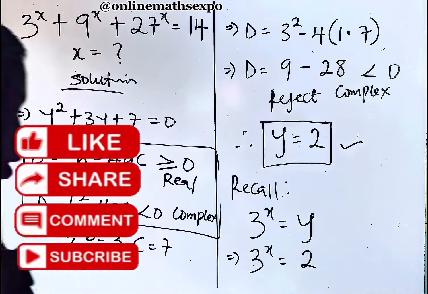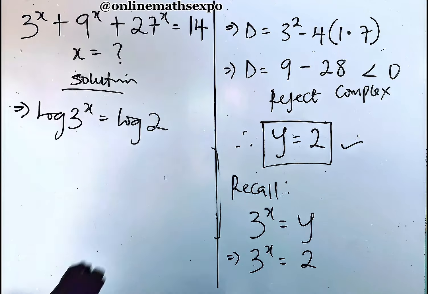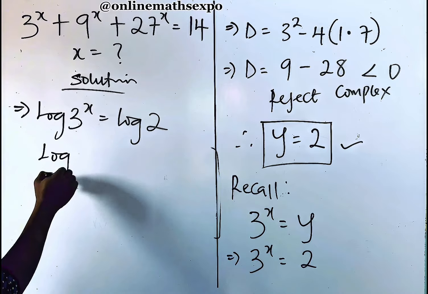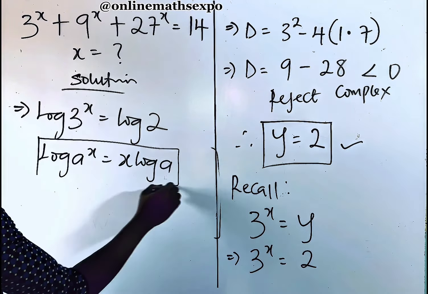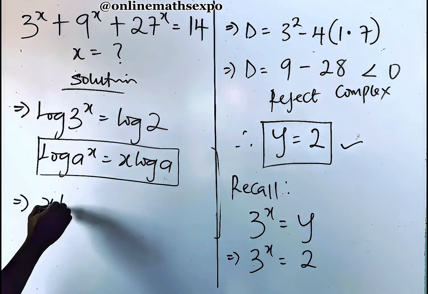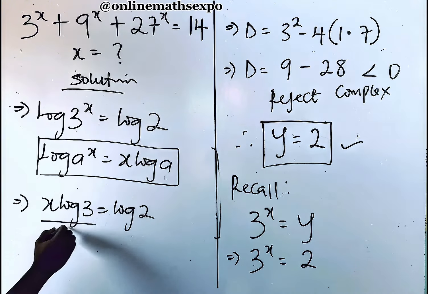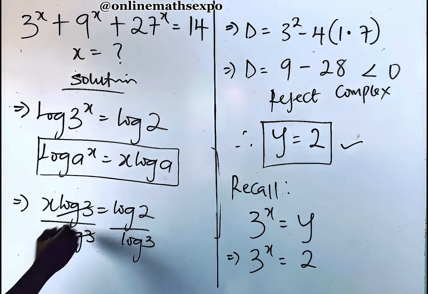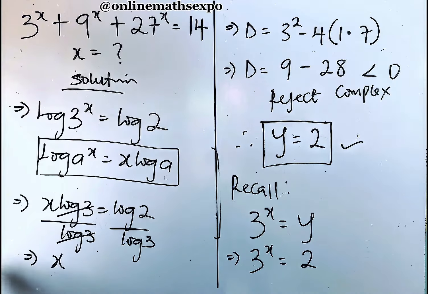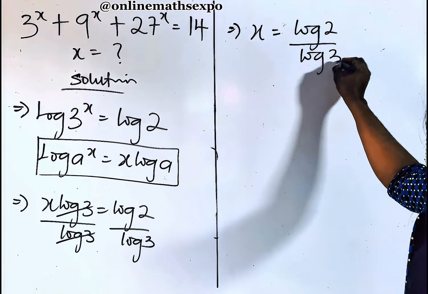to have log of 3 to the power of x is equal to log of 2. Remember, for every log of a to the power of x, it is x log a. So if you apply this rule here, we have x log 3 is equal to log of 2. To get x, divide by log of 3 and do same here. So when you do that, this takes off. So we have x is equal to log of 2 divided by log of 3.